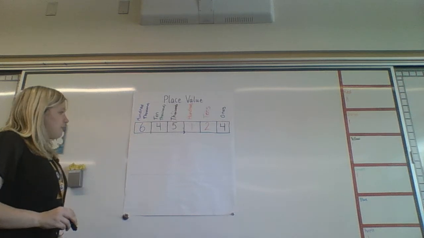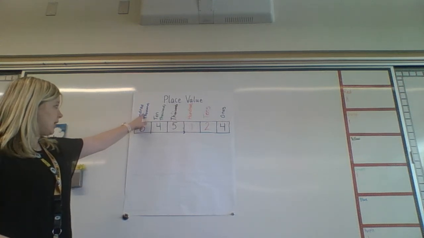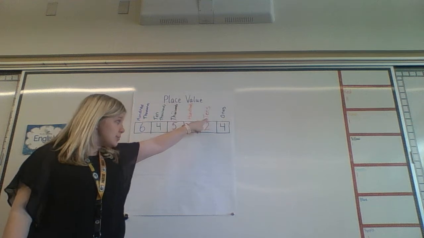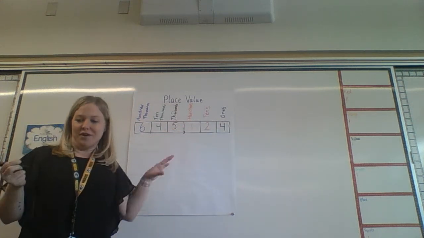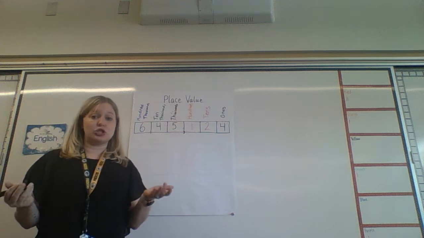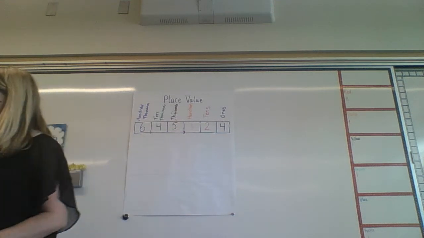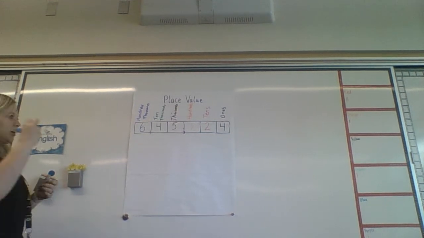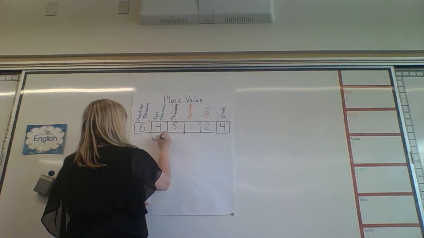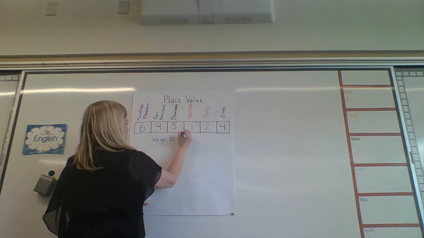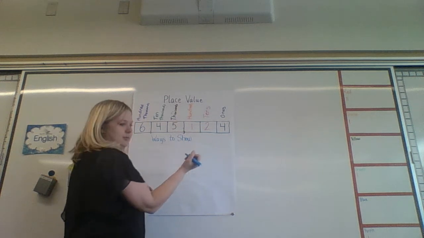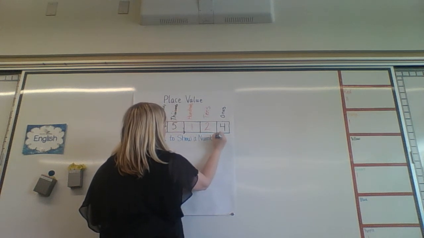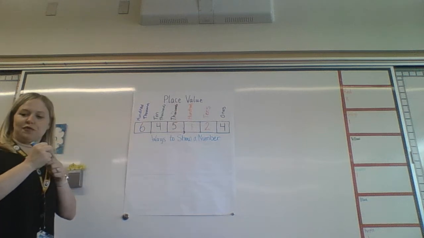So, from there, we have our number. We have 6 in the 100,000s, 4 in the 10,000s, 5 in the thousands, 1 in the hundreds place, 2 in the tens place, and 4 in the ones place. So, from all of this, we can figure out different ways to show a number. Let's look at the ways to show our number. From all of this, we're going to show 4 different ways.